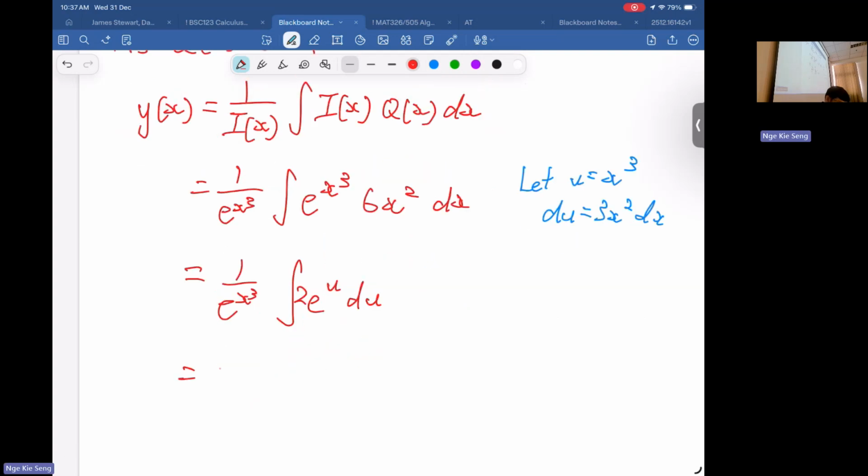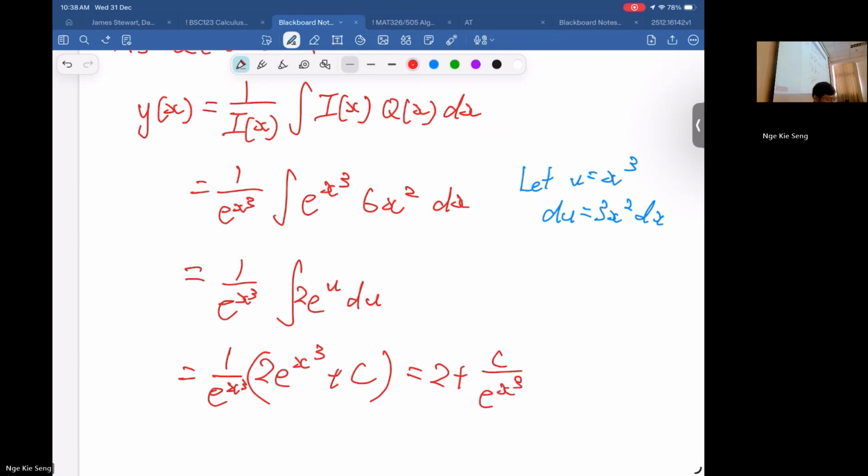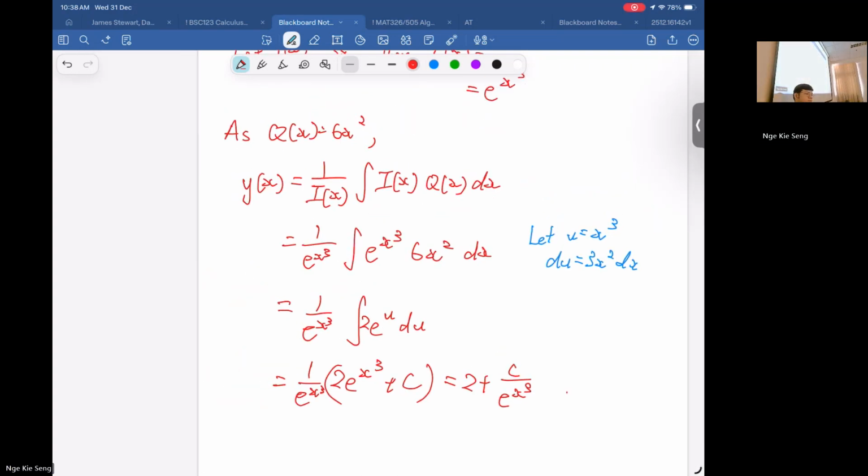So we get 2e to the x cubed plus C, which is equal to 2 plus C over e to the x cubed. Okay, straightforward.